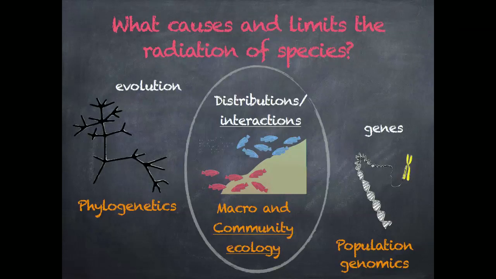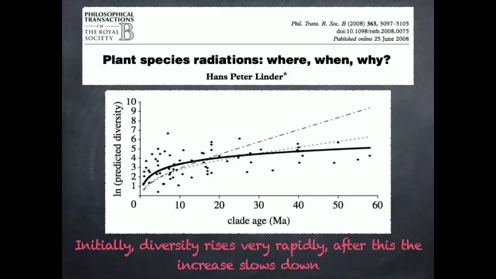I particularly work in the ecological component, and I look at the distributions and interactions of species at the local scales of communities and assemblages. So we wonder how we, from community ecology, could contribute to the understanding of species radiations. And some of you might know this paper from Peter Linder called Plant Species Radiations: Where, When, and Why, in which he shows the figure for what a radiation is.